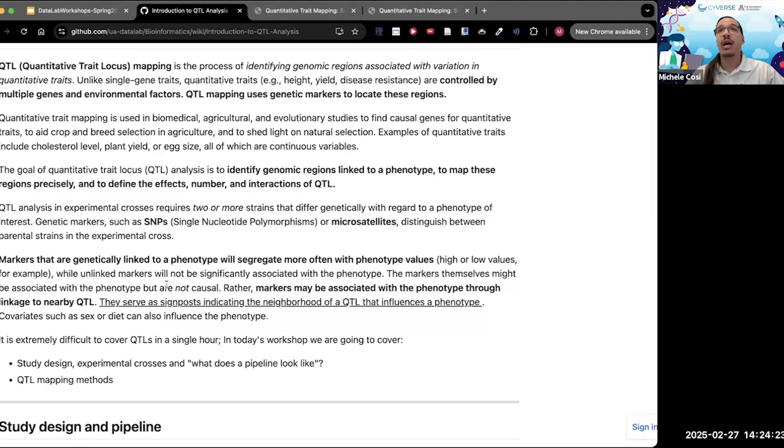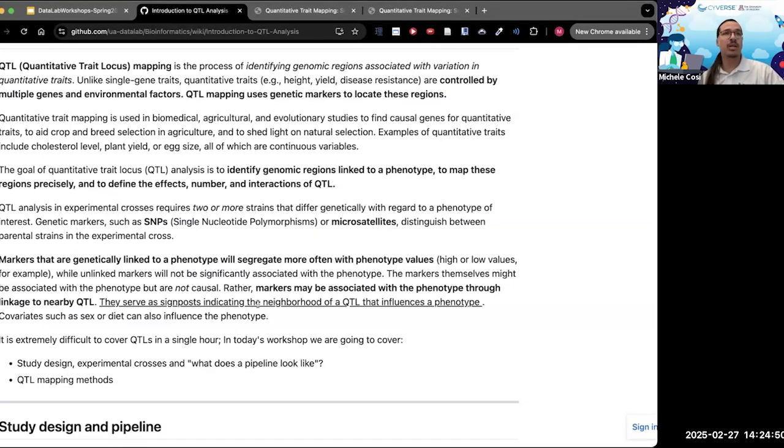For right now, this is what we need to know about SNPs themselves. I did underline this one: they serve as signposts indicating the neighborhood of a QTL that influences a phenotype, in case you've never understood what a SNP is or what a QTL study is.